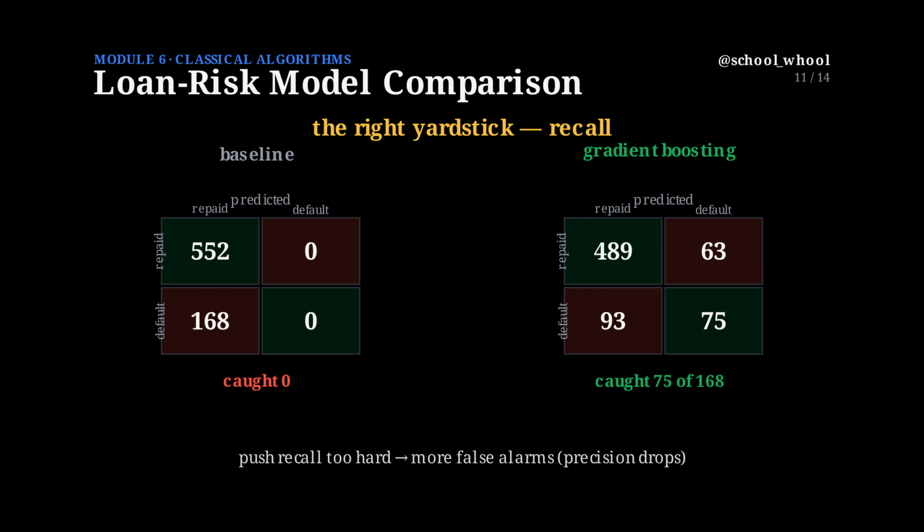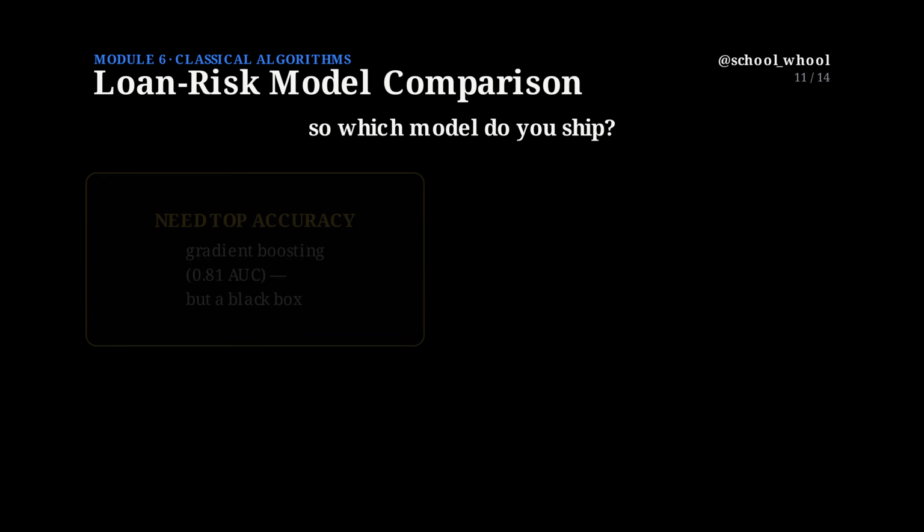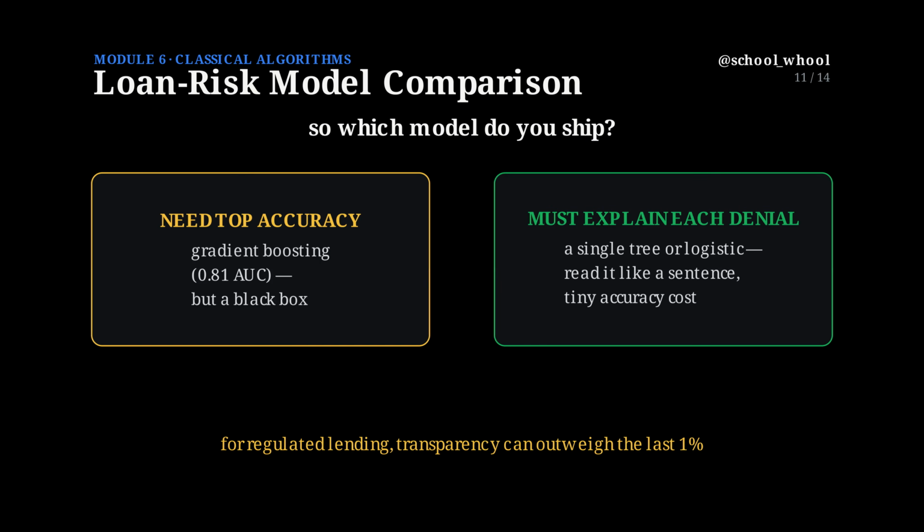So which model do we ship? It depends on the constraint. If pure predictive power is all that matters, gradient boosting wins. But a bank is legally required to explain every denial to the customer. A gradient-boosted ensemble of hundreds of trees is very hard to explain. A single decision tree, or logistic regression, can be read like a sentence, at only a small cost in accuracy. For loans, that transparency may be worth more than the last % of score.